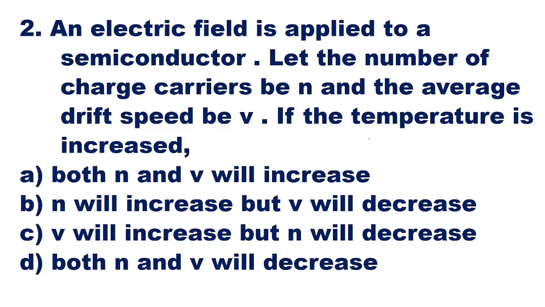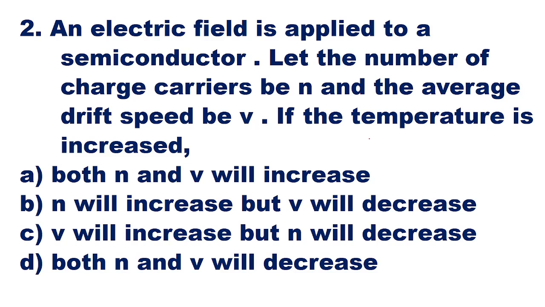Now here in this question, it is asked that an electric field is applied to a semiconductor. Let the number of charge carriers be n and the average drift speed be v. If the temperature is increased, then what will happen to these factors n and v? The options are: both n and v will increase; n will increase but v will decrease; v will increase but n will decrease; both n and v will decrease.